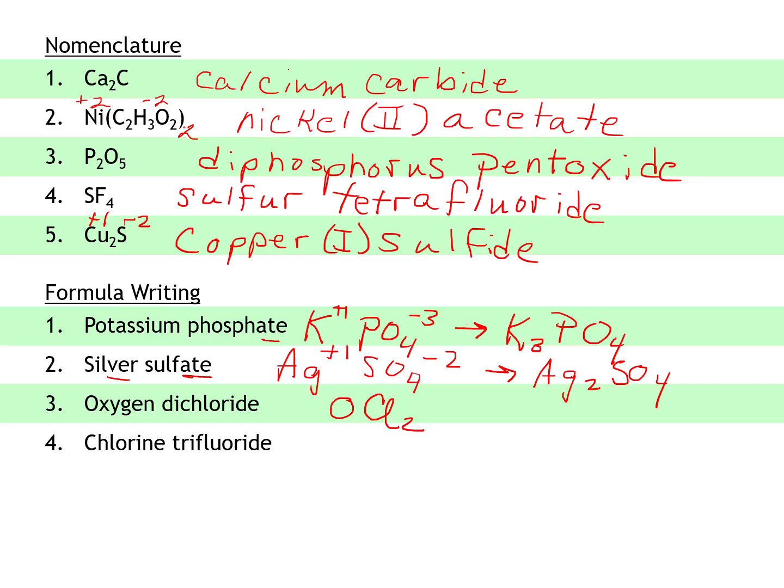Another one, it just has nonmetals in it, and it has prefixes. That's actually the best way to tell. If you see a prefix, we're just going to write it down exactly the way it sounds. So we have chlorine, and then it says trifluoride, so ClF3.